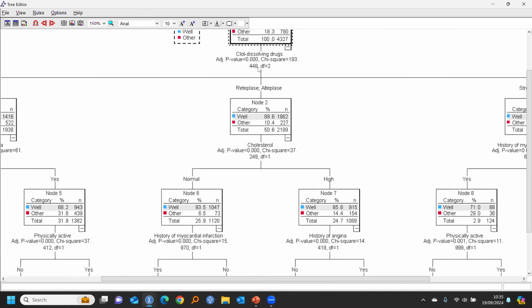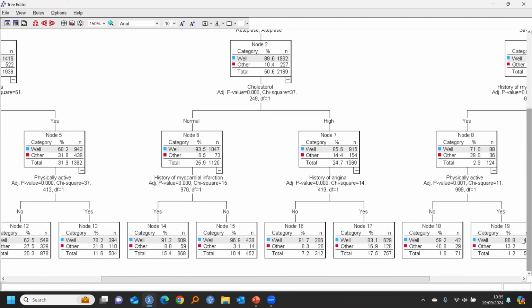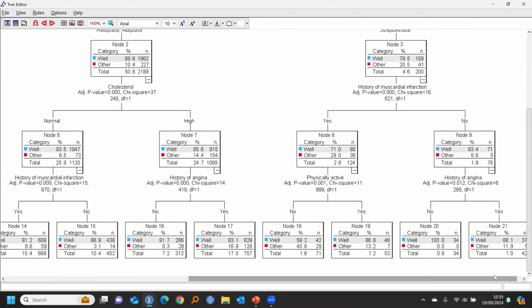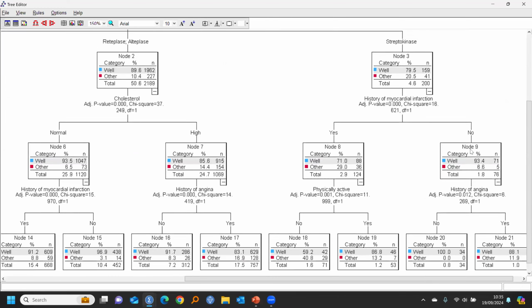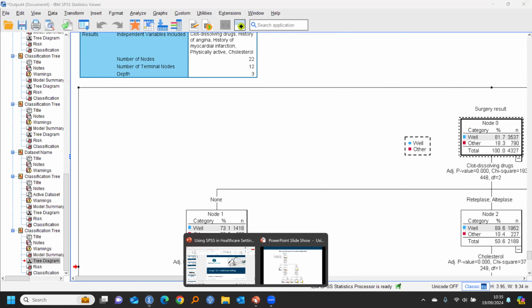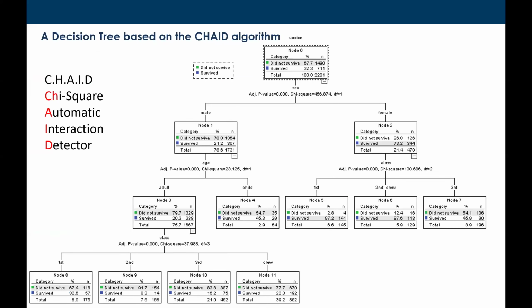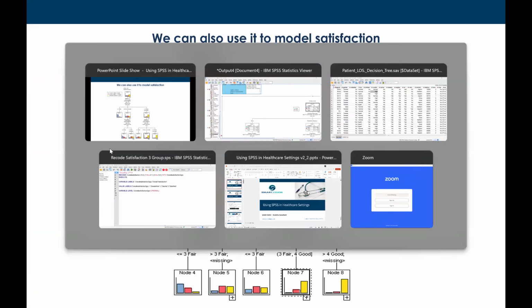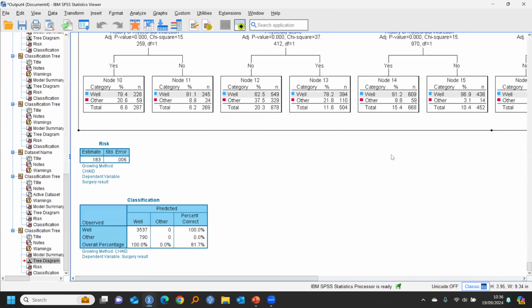Here it's saying, if they have one of these two clot-dissolving drugs and their cholesterol is high, then 85% are well. And history of angina, 83% are well. So you can start to see how the factors, whether or not they're physically active, how these factors interact with one another. That's why the CHAID algorithm, if you look at what it stands for, is chi-square automatic interaction detector. This is really useful.